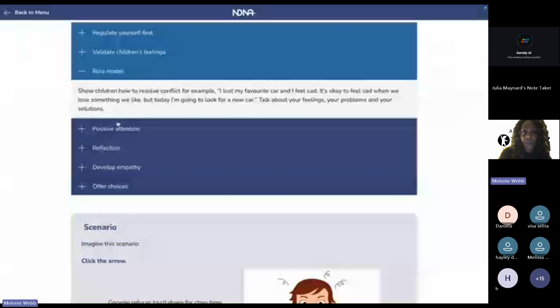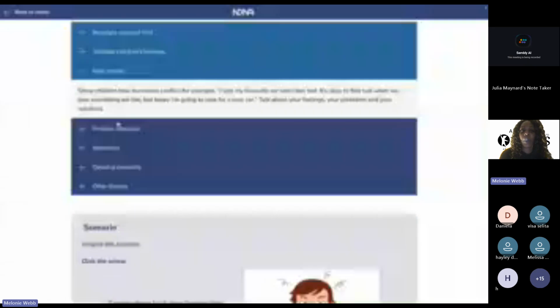So, role model. Show children how to resolve conflict. For example, I lost my favourite car and I feel sad. It's okay to feel sad when we lose something we like, but today I'm going to look for a new car. Talk about your feelings, your problems, and solutions.